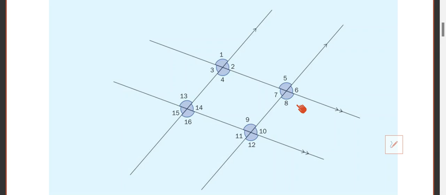Parallel lines, how many sets? Two sets of parallel lines. So we have parallel lines here, and we have another set of parallel lines here. It's important that they are parallel. Okay. Say it again. Okay, so we'll go through that in a bit.